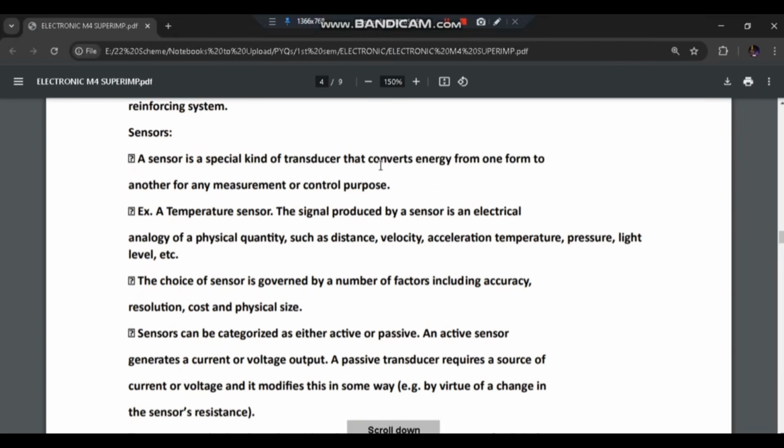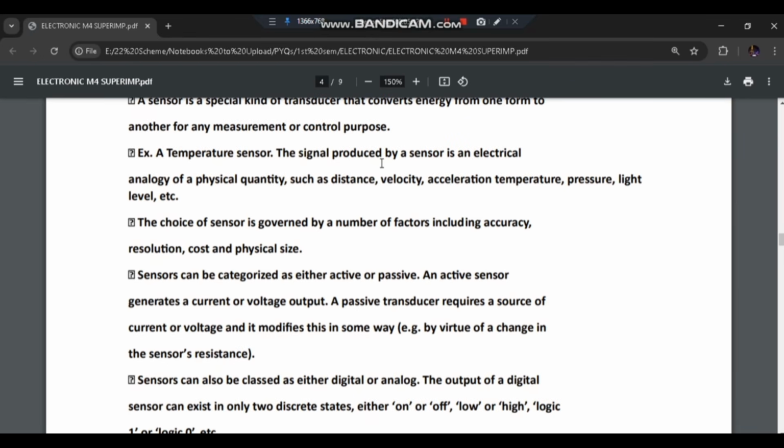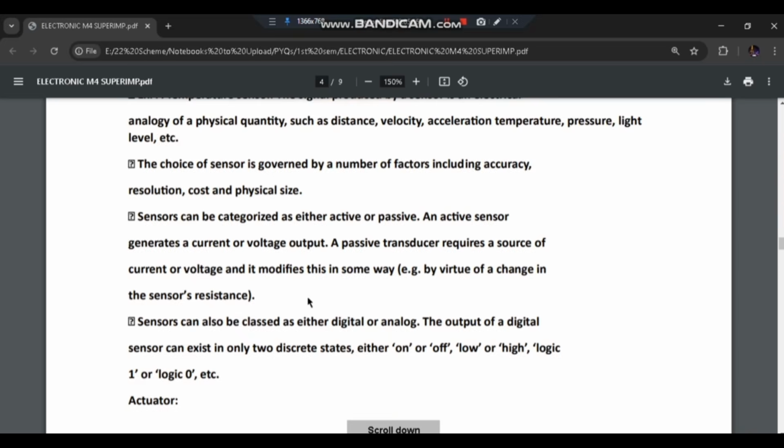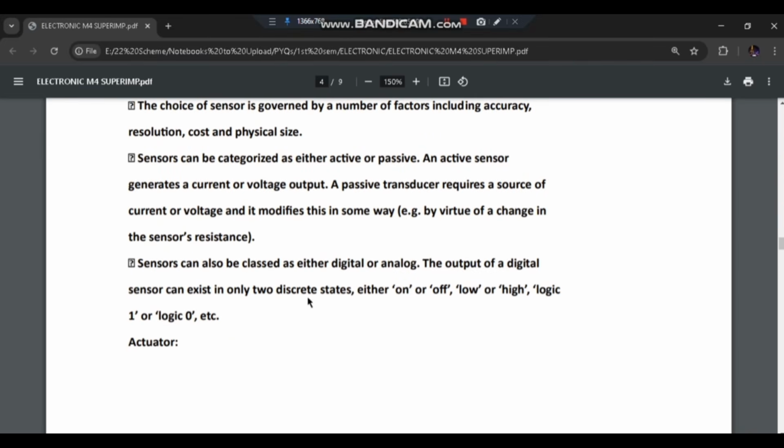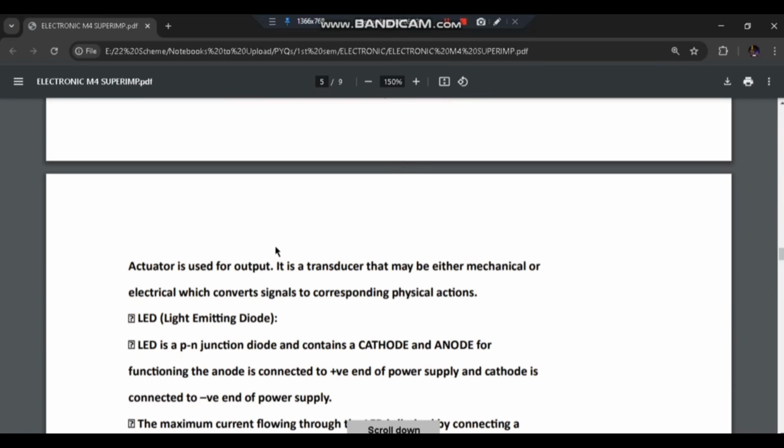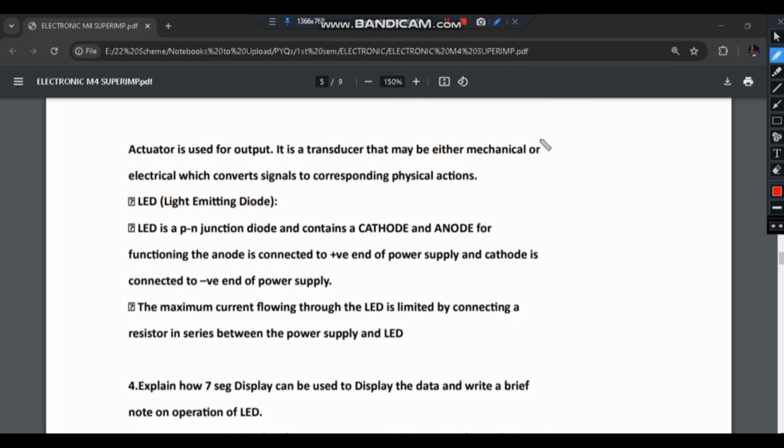Second is sensors. A sensor detects some change in aspects like distance, velocity, acceleration, temperature, pressure, light, and notes it down. It can be either passive or active. An active sensor generates electricity or a current output, and a passive one does not do that, it just modifies it in some way. Sensors can also be digital or analog. It can be on or off, 0 and 1, and so on. An actuator is something that takes an action. Whenever a change has happened, it can take an action. For example, in a light emitting diode, if the electricity has changed, light will be emitted. So that is an actuator, which converts the signal into an action. The sensor will sense it, the actuator will do the action.